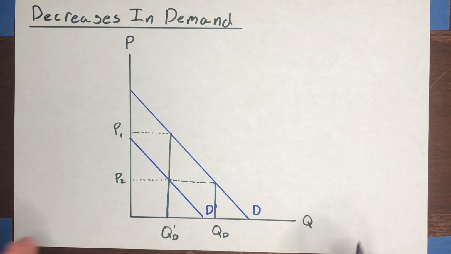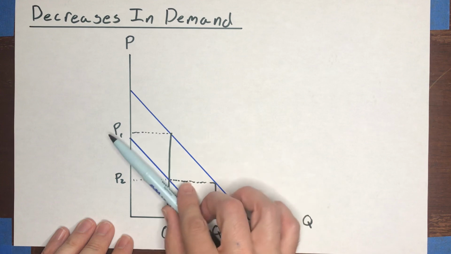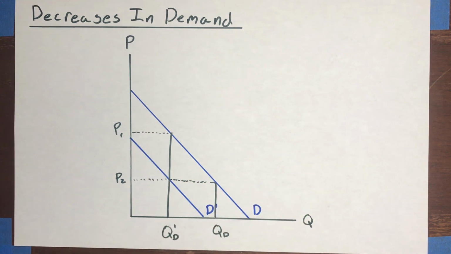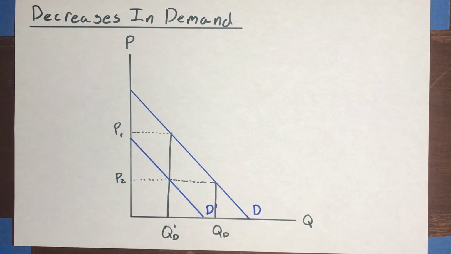So that is the basics of shifting the demand curve. Shifting up and to the right is an increase in demand. Shifting down and to the left is a decrease in demand. And in the next lecture video, we are going to talk about the factors that would shift the demand curve to the right and to the left.